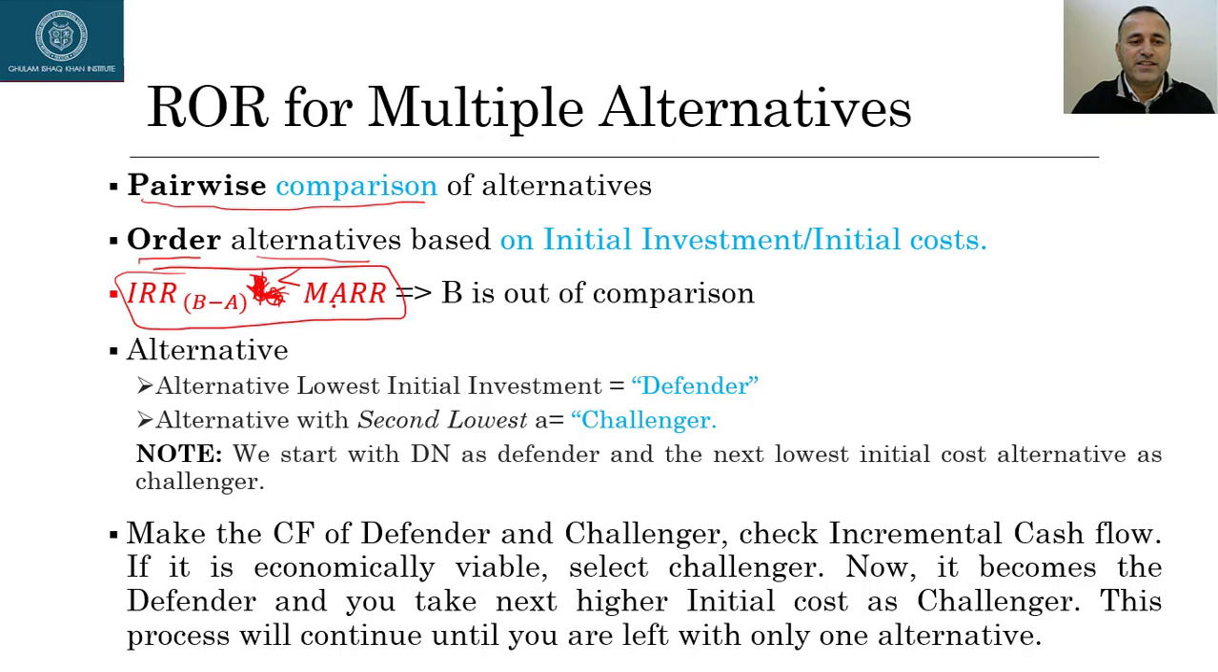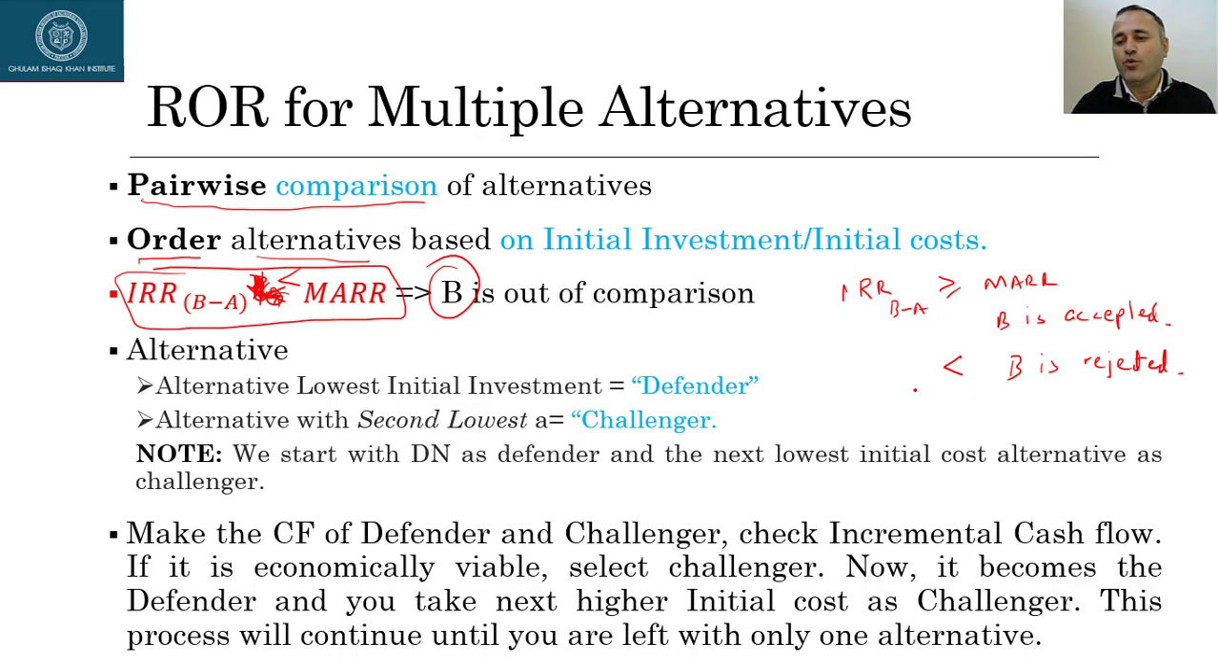If it is less than MARR, it is rejected. It means that B is out. Same thing: if IRR of B minus A is greater than or equal to MARR, B is accepted. If it is less than that, B is rejected. If it is rejected, it means that we have to go with the other alternative. So if I'm comparing B with A, then I go with A.